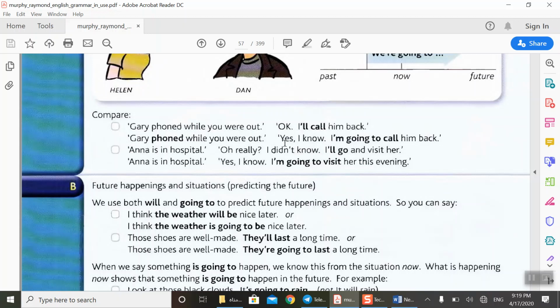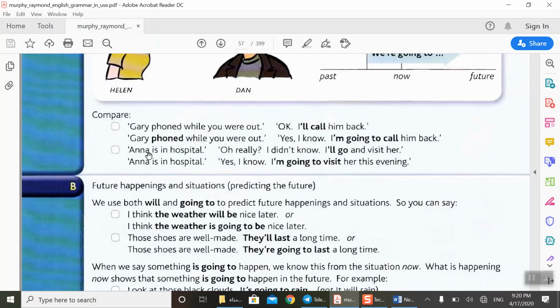You see here? Another example. Anna is in hospital. Oh, really? So why do you like مثلا she is in hospital. You say, oh, really? I didn't know. I will go and visit her. I will go now. I will go tonight. I will visit her. Now I decide. I decide now.